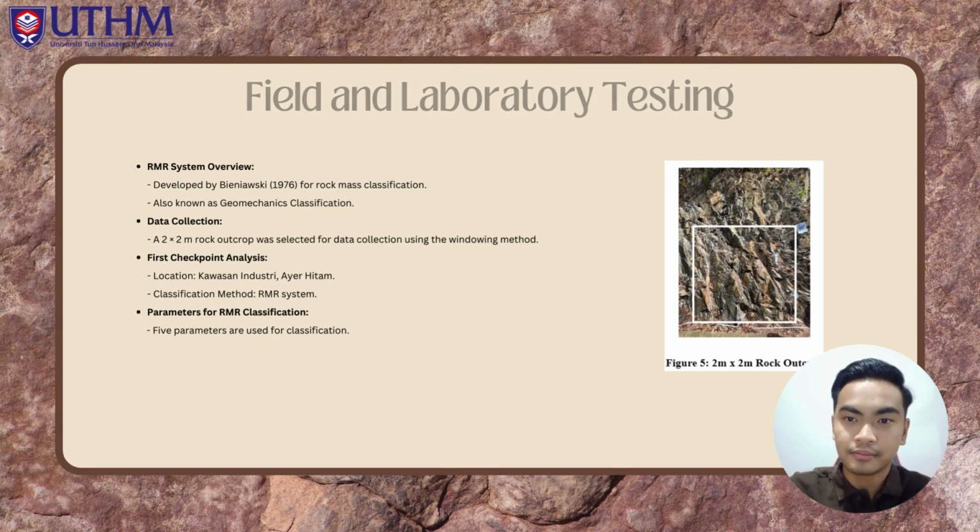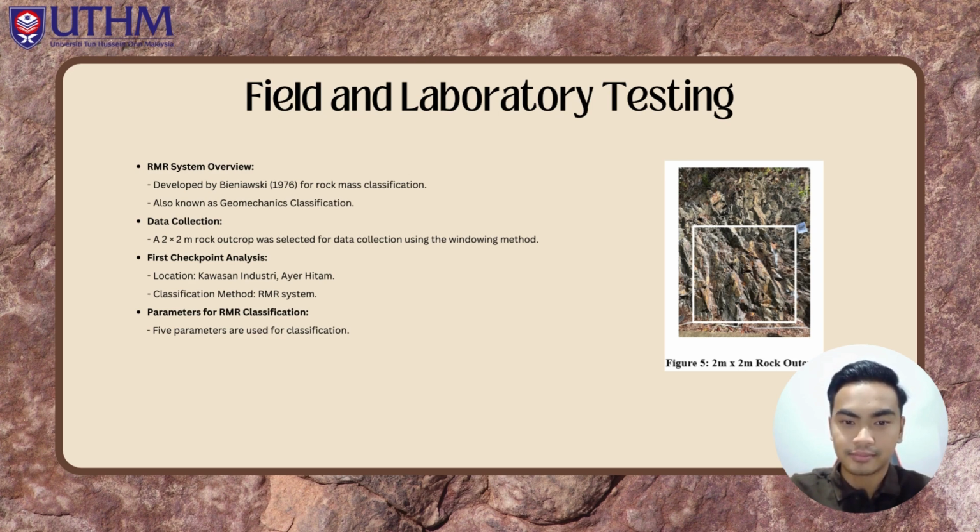Okay, next for the field and laboratory testing. The first one is the RMR system overview, developed by Bieniawski in 1976 for rock mass classification, also known as geomechanics classification. Next is data collection. A 2 by 2 meter rock area was selected for data collection using the windowing method. The third one is first checkpoint analysis: location at Kawasan Industri Air Hitam, classification method RMR system. And the last one is parameters for RMR classification.